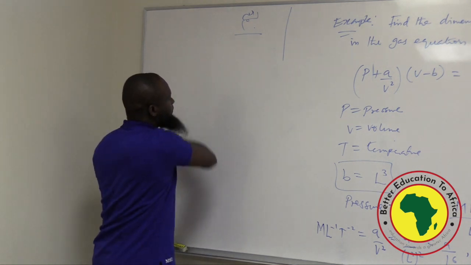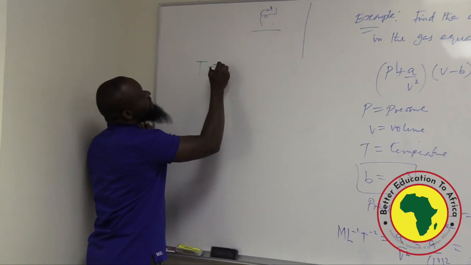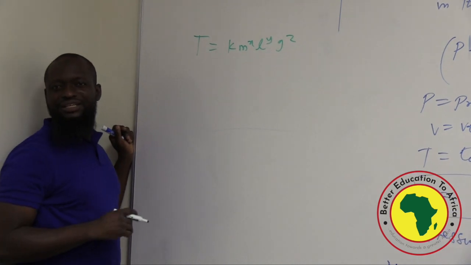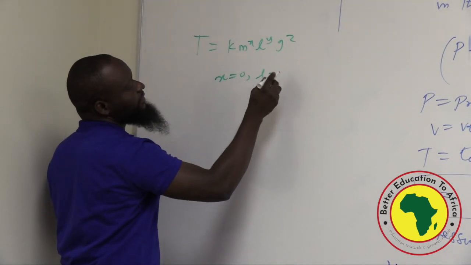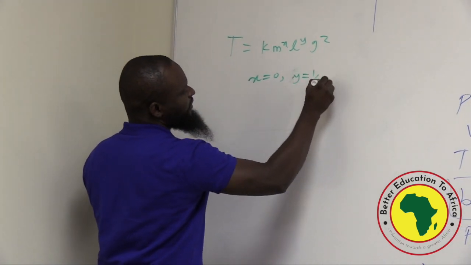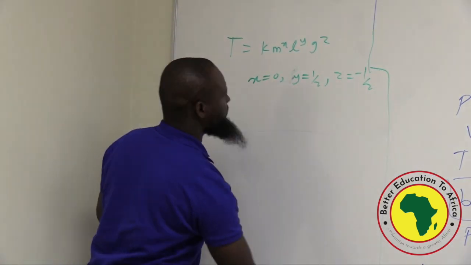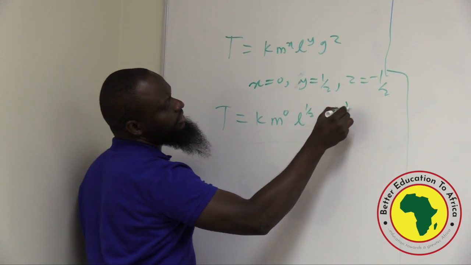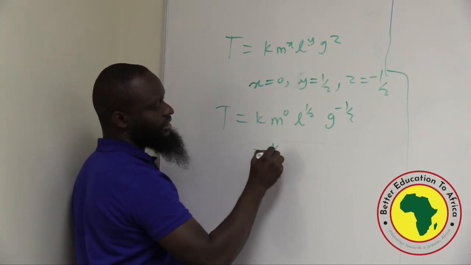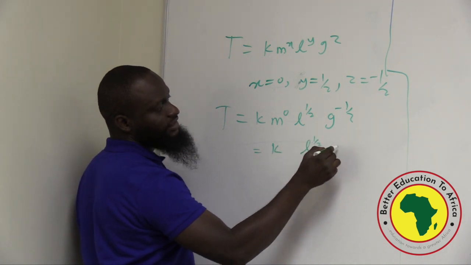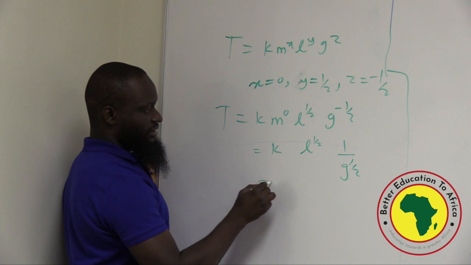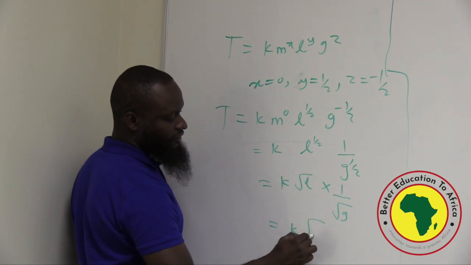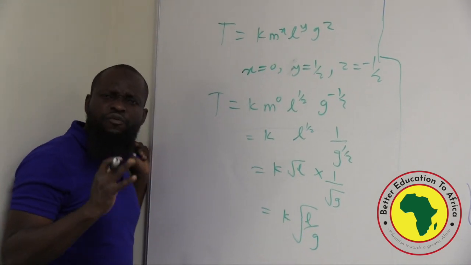I put them back in the original equation, T equals K, M to the X, L to the Y, G to the Z. X is 0, Y is half, Z is minus half. So T is K, M to the 0, L to the half, G to the minus half. M to the 0 is 1, and G to the minus half is 1 over G to the half. L to the half is the square root of L, so it is K times the square root of L over G. This is the formula we know for the period of oscillation of a pendulum.